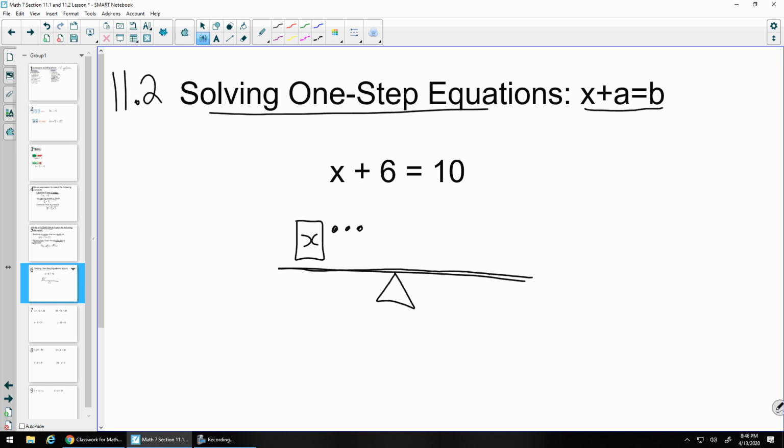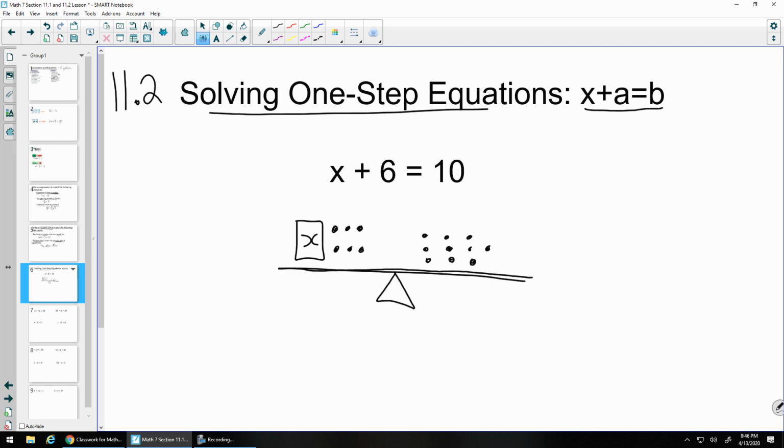1, 2, 3, 4, 5, 6. On this other side, I have 10. 1, 2, 3, 4, 5, 6, 7, 8, 9, 10. Okay, so now some of you can probably look at this and you can just think, oh, I know what x has to be, because I know the only thing plus 6 that's equal to 10 is 4. So it's 4 plus 6 equals 10. That's great. That's called solving by inspection, by just looking at the equation and thinking what makes sense to go in there. That's a really good skill to have, to be able to solve it that way.